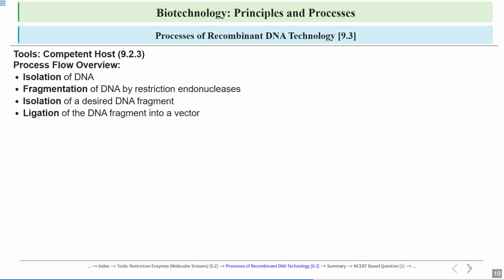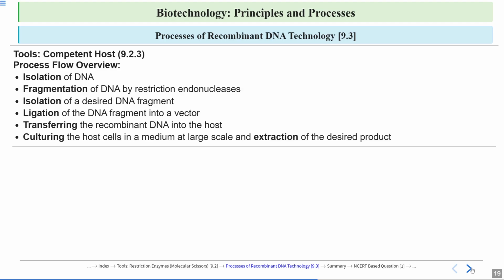Now, after taking our desired DNA fragment, we need to ligate it to the vector to make the recombinant DNA. After ligating using DNA ligase, we have to transfer this recombinant DNA into the host. And then we have to culture this host cell in medium at a large scale and extract the desired product, because this is the ultimate goal. We need to get the product.